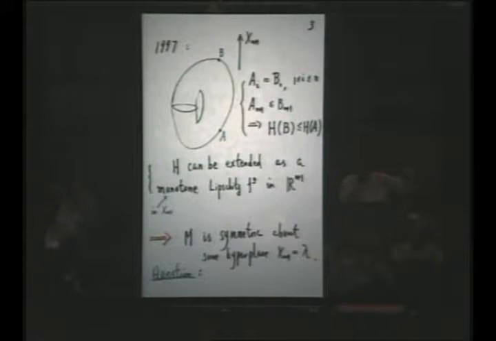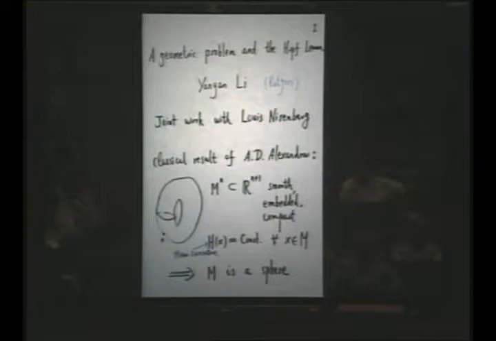In 1997, I proved a result like this. But maybe before that I should say how this theorem is proved. Alexandrov proved that this surface has a symmetry: you take any direction, and in this direction there will be a hyperplane with respect to which the surface is symmetric. Any surface with this property, that in every direction there is a plane about which it is symmetric, must be a sphere.